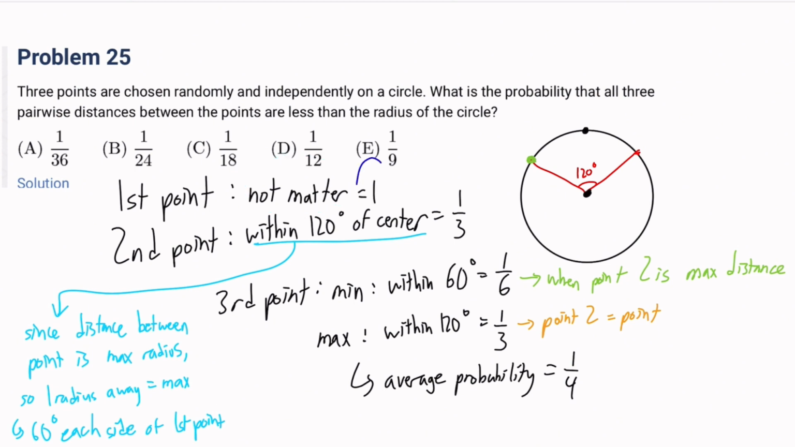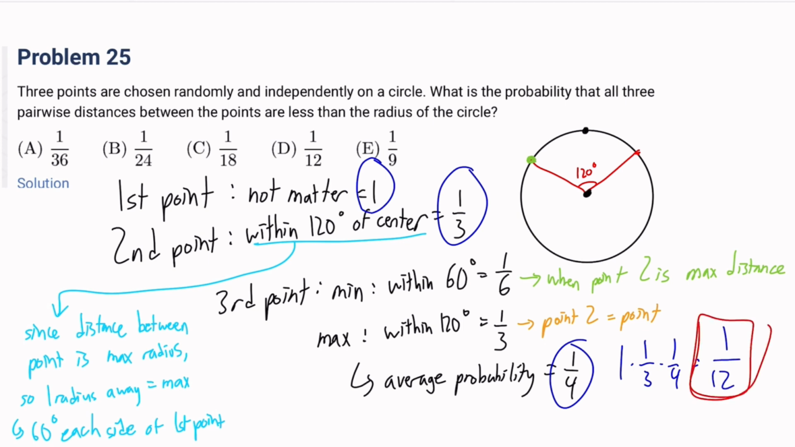So now if we multiply 1/3 and 1/4 together, that will give us our answer. So 1 times 1/3 times 1/4 is 1/12, right? So 1/12 is our final answer. It's D.